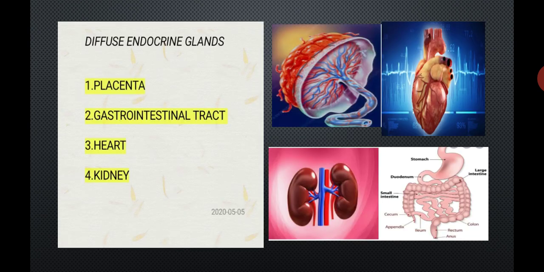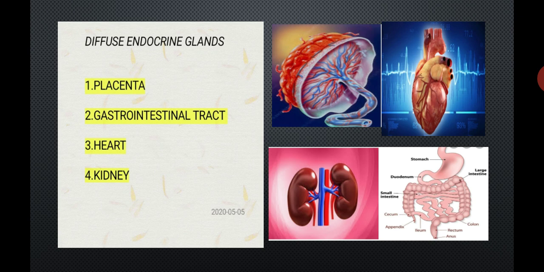So our today's content is diffuse endocrine glands. Today we are going to see the following diffuse endocrine glands. Number 1, placenta. Number 2, gastrointestinal tract. Number 3, heart. And number 4, kidney.